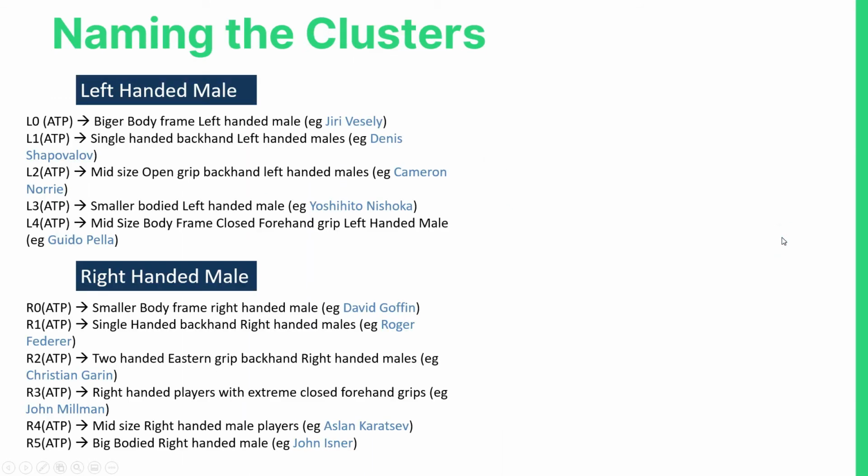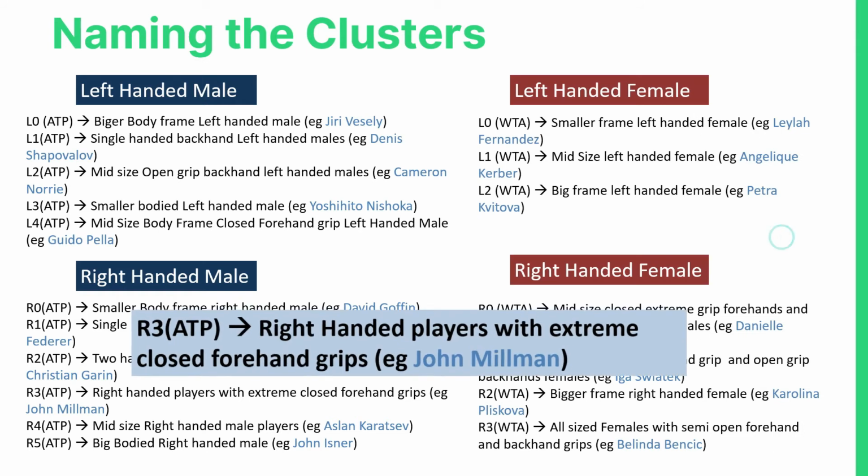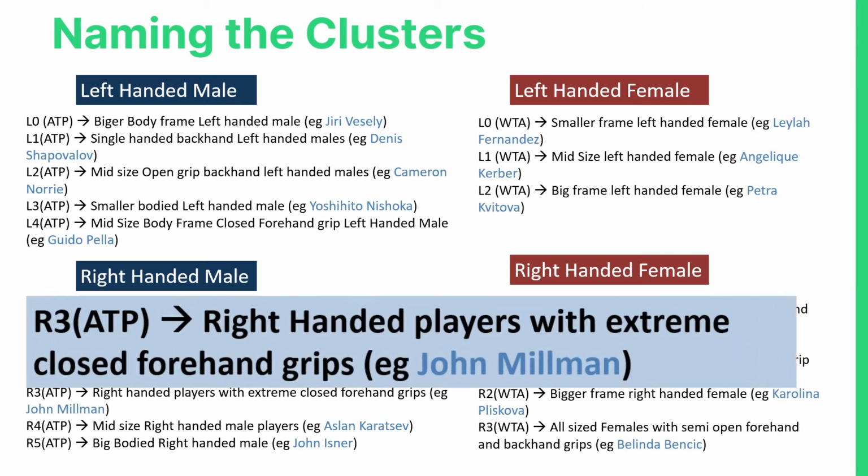One of the more challenging parts to all of this was actually trying to name the clusters. It's not as straightforward to do this succinctly, because you're no longer just looking at height or weight or forehand grip or backhand grip. You're looking at a lot of these variables that the algorithms use. So it was challenging, but I'm hoping that coming up with right-handed players with extreme closed forehand grips or something like that is a little bit more interpretable than R3 ATP.